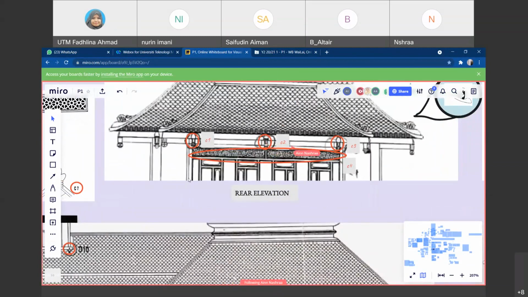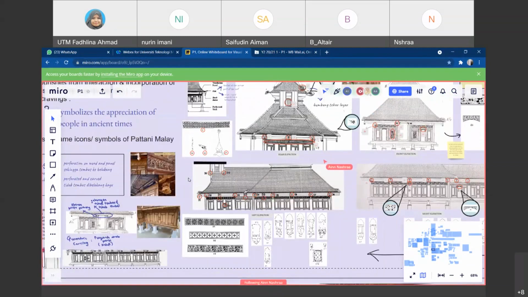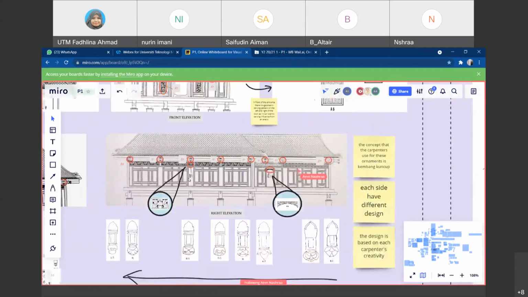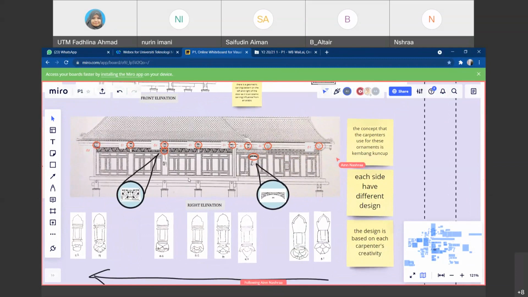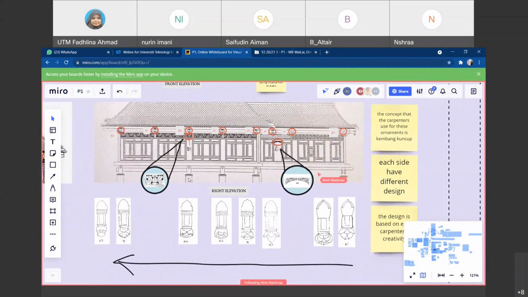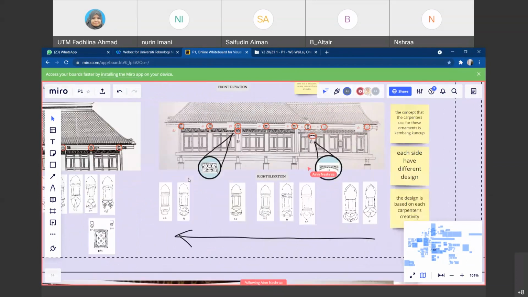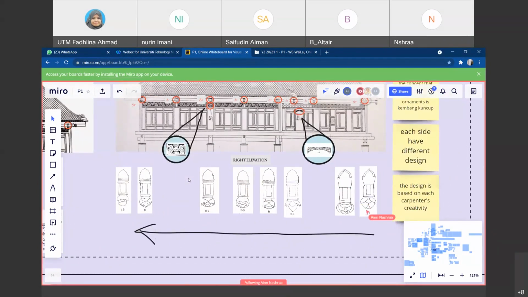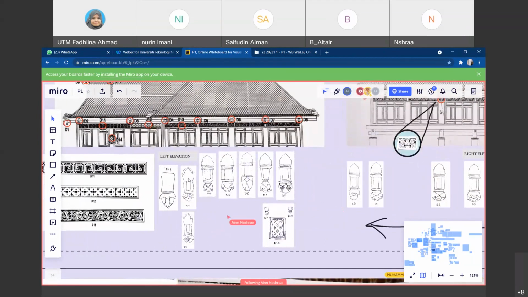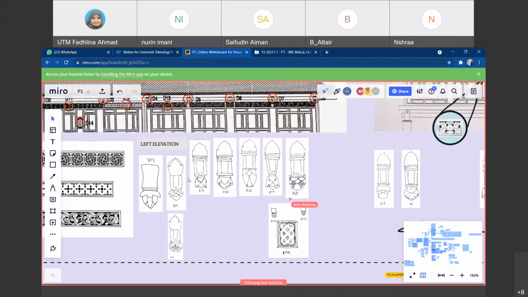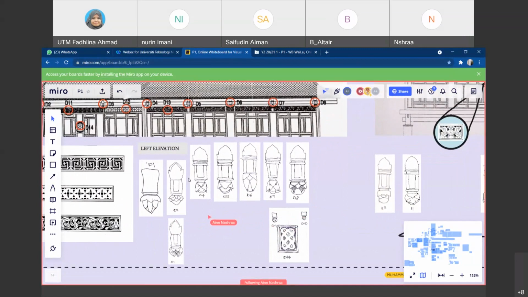The main attraction of this mosque is the concept of kembang kuncup in different perspectives, like the right elevation, and for the front elevation they will use a different design of carving, a different concept of kembang kuncup. The concept that the carpenters use for this ornament is kembang kuncup, especially in the right elevation and the left elevation. As you can see, it blooms more and then closes back, a blooming flower. Same goes for the left elevation from D1 to D8. Sorry for the inappropriate drawing. I will draw it later.